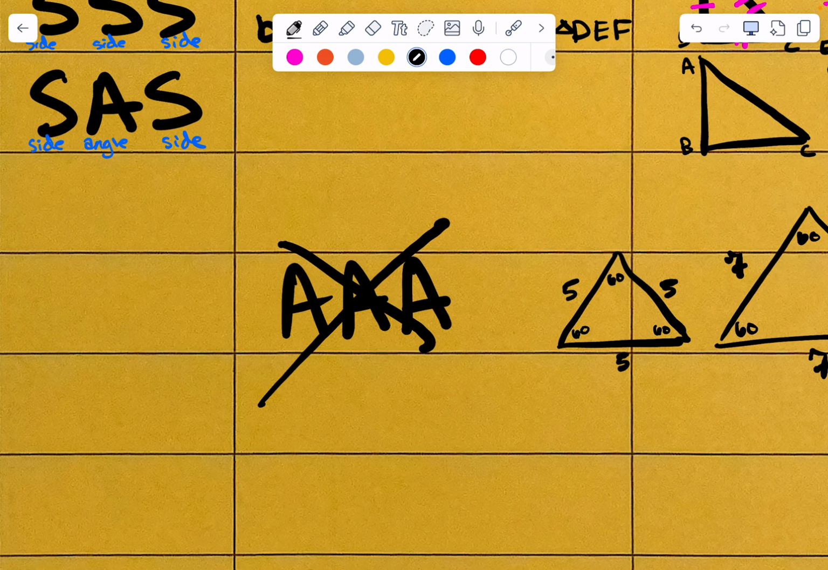Another one that you guys talked about yesterday was ASS. I'm going to write it on the board. Don't write it on your paper because we're not even going to talk about it, right? ASS is angle side side. I'm going to show you later why that doesn't work, but that is not one that works, in the same way AAA does not work.